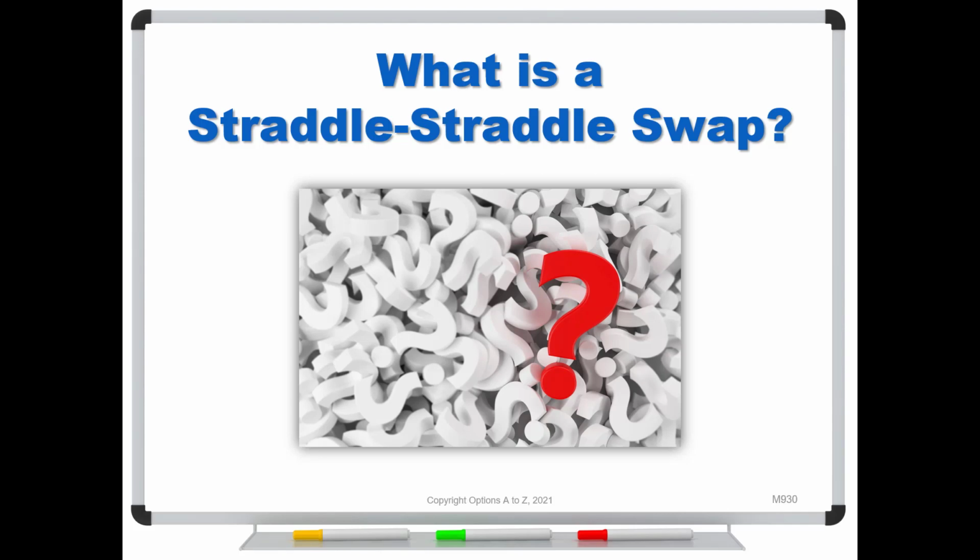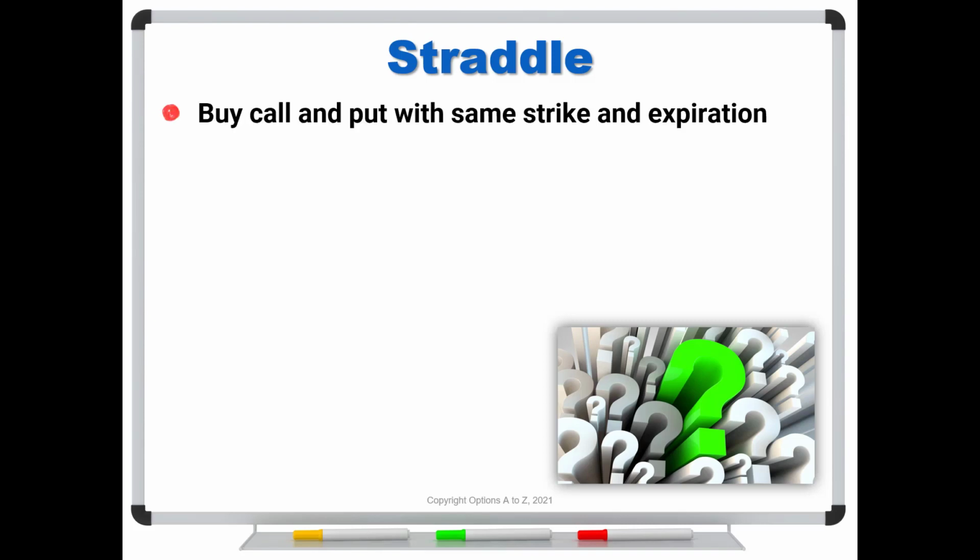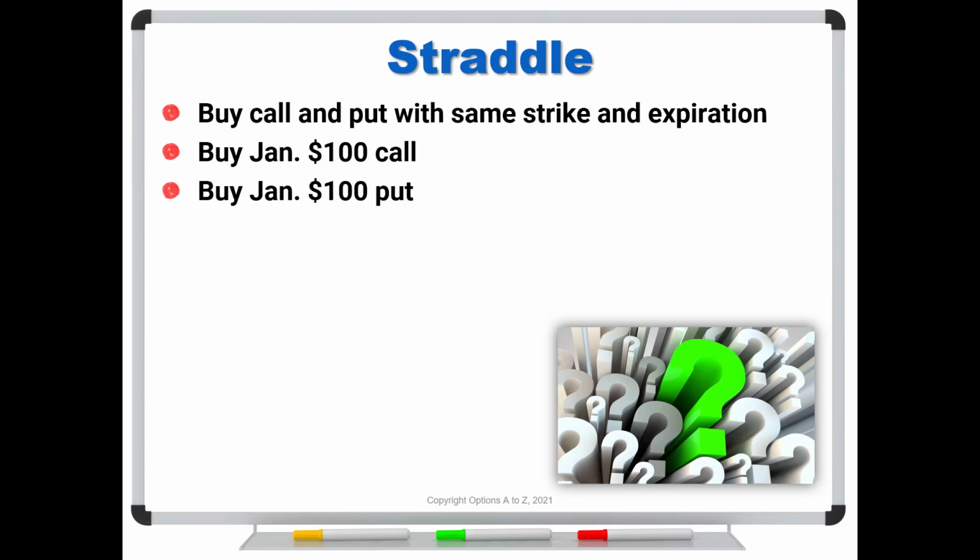What is a Straddle-Straddle Swap? Well, before you can understand a Straddle-Straddle Swap, it would probably help to understand a straddle. So let's do a quick review of that strategy. A straddle is where you will buy a call and a put with the same strike and the same expiration. So for instance, you might buy the January $100 call and then buy the January $100 put.